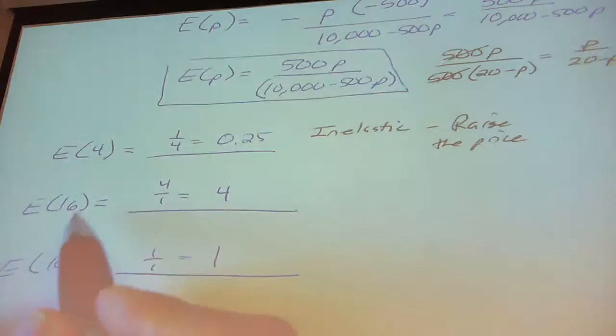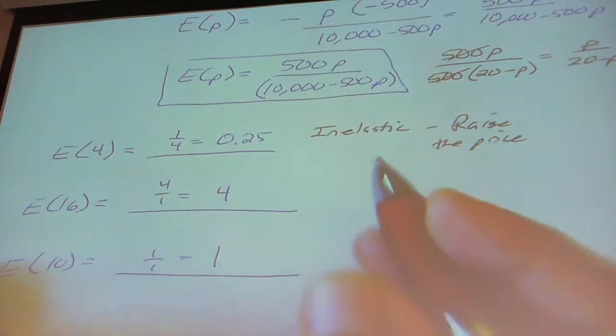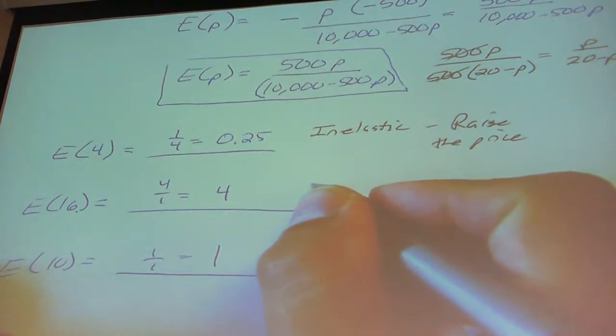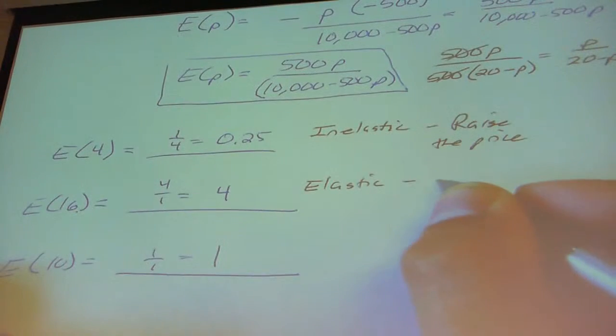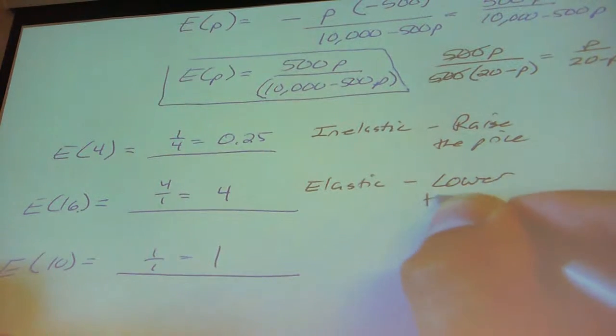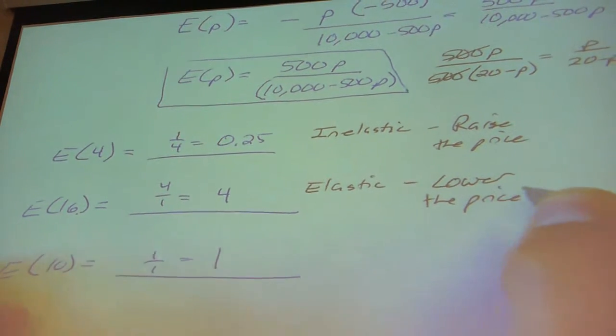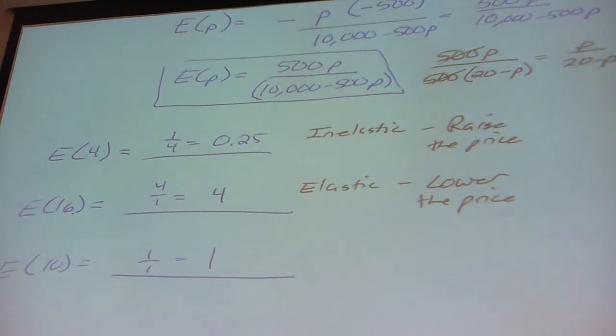I'm going to raise it to $16 each. Well, what happens when you get 4? Are you elastic, inelastic, or unit? Elastic. You're elastic. You should what? Lower the price, greedy. That was too much. The reason why it's elastic is it's above 1. When it's above 1, now you need to lower your price. So $16 is too much.